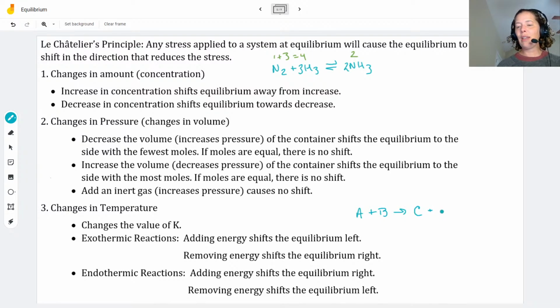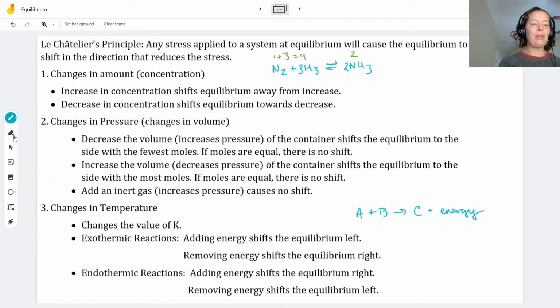If it's exothermic, then I'm going to write energy as a product, because an exothermic reaction produces energy. So I think this makes more sense if you think of energy as a product for exothermic reactions, because it ties back into changing the amount. So for exothermic reactions, if you add energy, it's going to shift the equilibrium left. So think about this. If you think about energy as a product, if you increase the temperature and you're adding energy, you're going to shift.